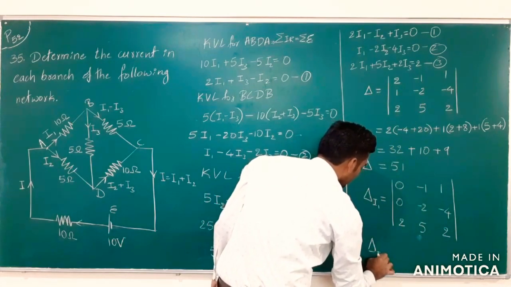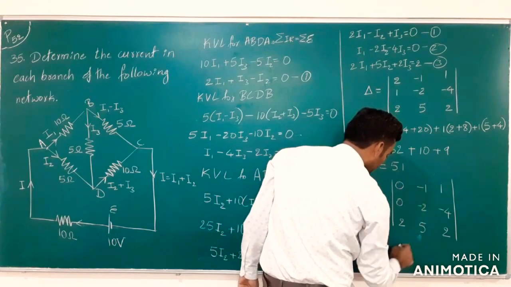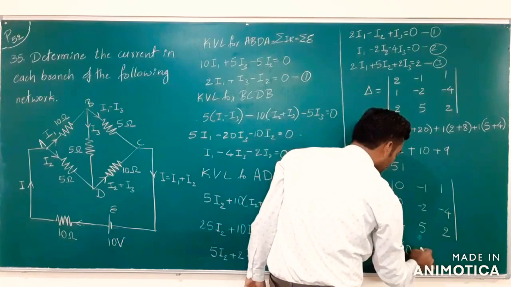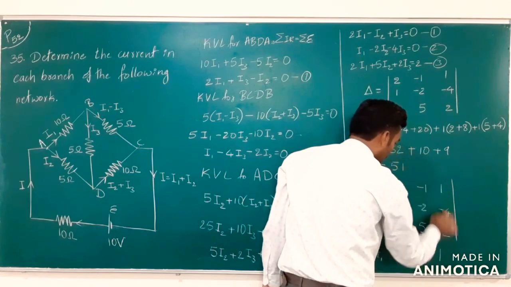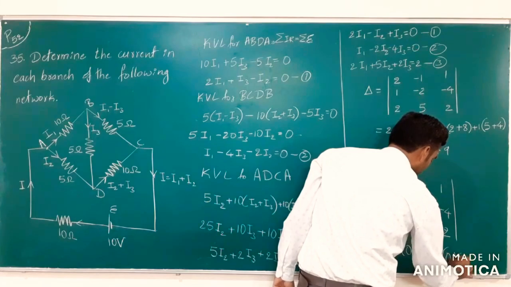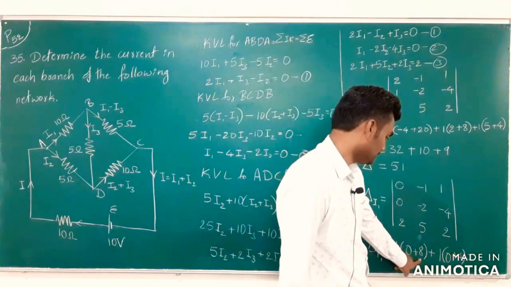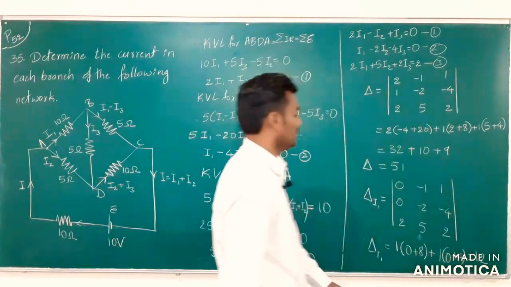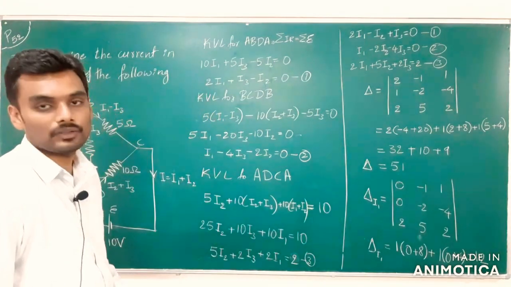So delta I1 is equal to 0 into anything 0, next minus into minus plus 1, 0, minus into minus plus 8, next plus 1, 0, minus into minus plus 4, which is equal to 8 plus 4, 12. Okay, so we have delta I1. In the same way, we will now obtain delta I2 and delta I3.